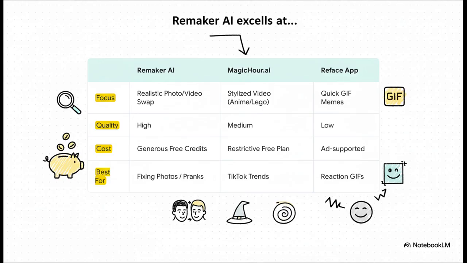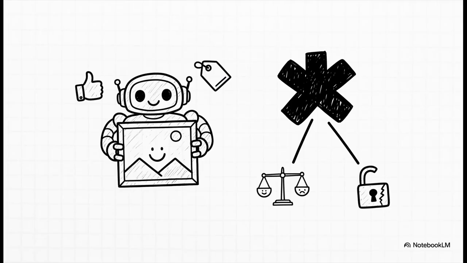You look at something like the Reface app, and it's all about making those quick, kind of silly GIF memes. Then you have Magic Hour, which is more for stylized trends like turning yourself into a Lego figure or an anime character. But Remaker AI, as you can see, is laser-focused on high-quality, realistic swaps for actually fixing photos or making a believable prank. Its blend of quality and that crazy generous free plan really puts it in a class of its own.